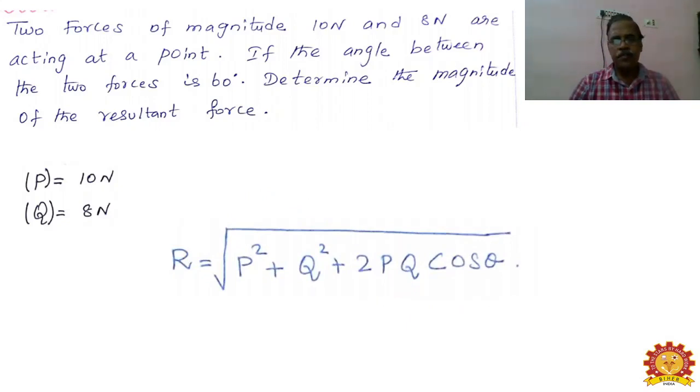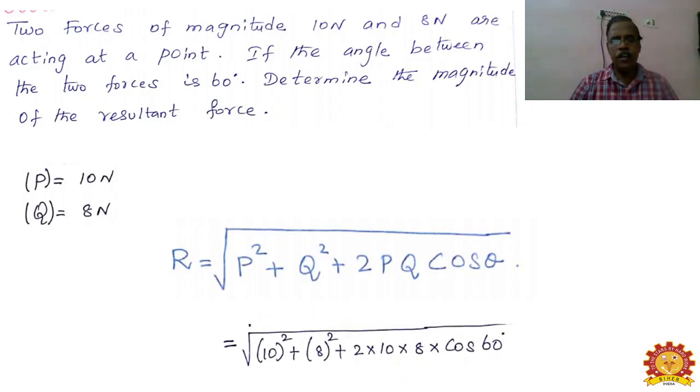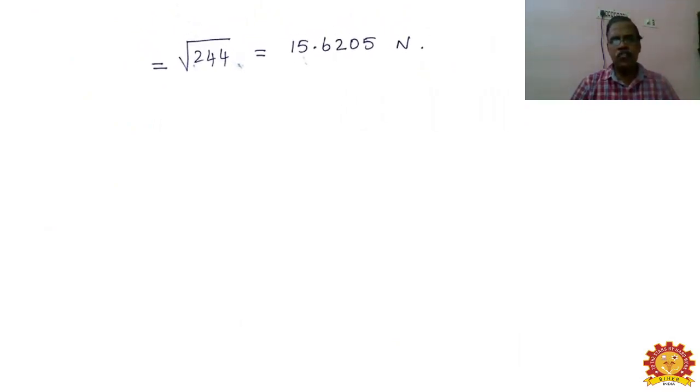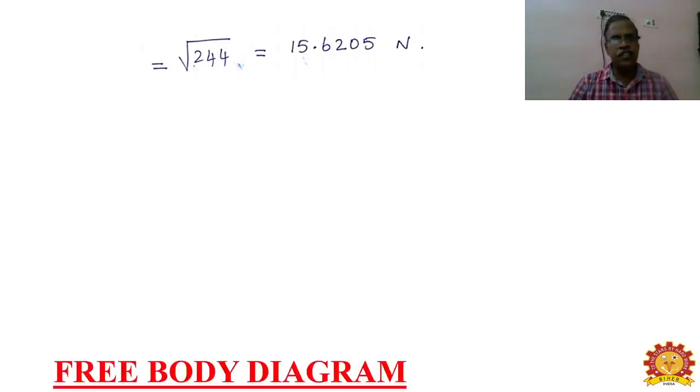So by applying this formula, R is equal to root of P squared plus Q squared plus 2PQ cos theta, which we have derived. P value is known, Q value is known, and theta is also given as 60 degrees. So directly we can use the calculator and find the value of R, substituting as you're seeing on the screen. Then you will get the answer as 15.6205 Newton. So this is the way of calculating the resultant force if such a problem is given.